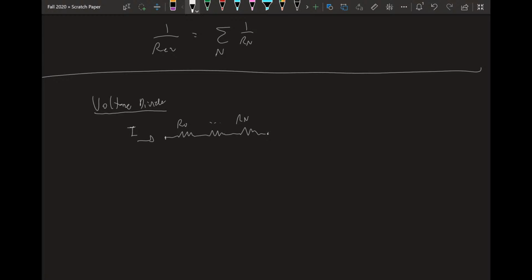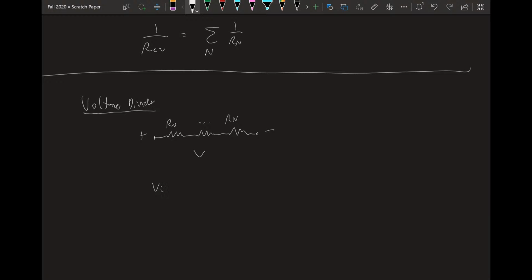But what if we want to know the voltage across each one of these resistors? Well, if you know the current, you can just use Ohm's law, right? Let's say you don't know the current. Let's say you know some voltage across the entire set of resistors. Then what is the voltage drop across each individual element? That is what the voltage divider formula tells us. It tells us that for the voltage across any resistor I, it's going to equal the total voltage times that resistor over the equivalent resistance of the entire sum in series.